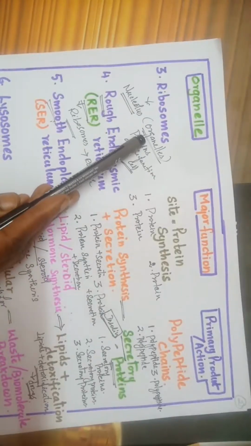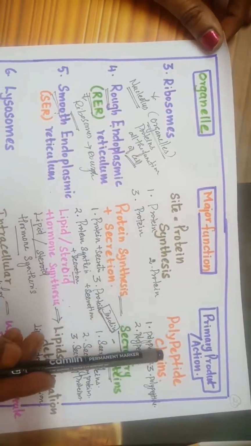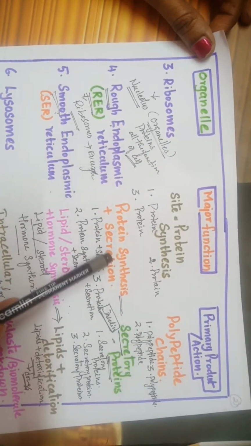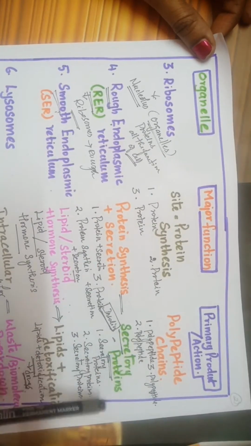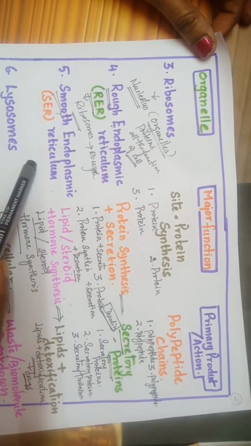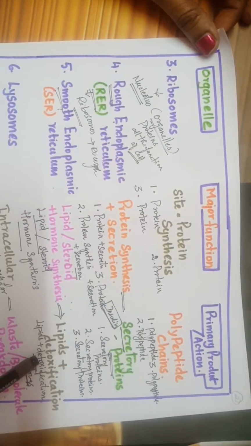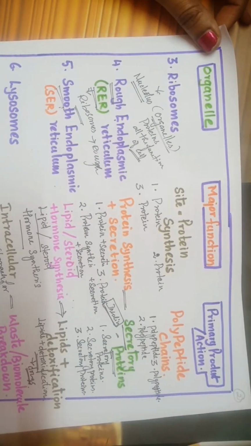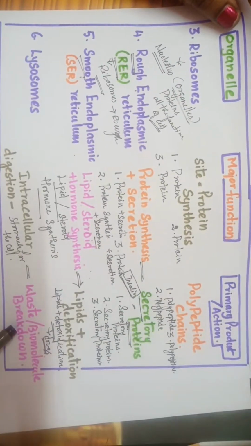Next, you have ribosomes. The major function of ribosome is protein synthesis. Primary product is polypeptide chain. Next, rough endoplasmic reticulum, which helps in protein synthesis and secretion, secretory proteins. Next is smooth endoplasmic reticulum, lipid or steroid hormone synthesis and detoxification. Next, lysosomes, they are involved in intracellular digestion. That is, the primary product is waste or biomolecule breakdown.